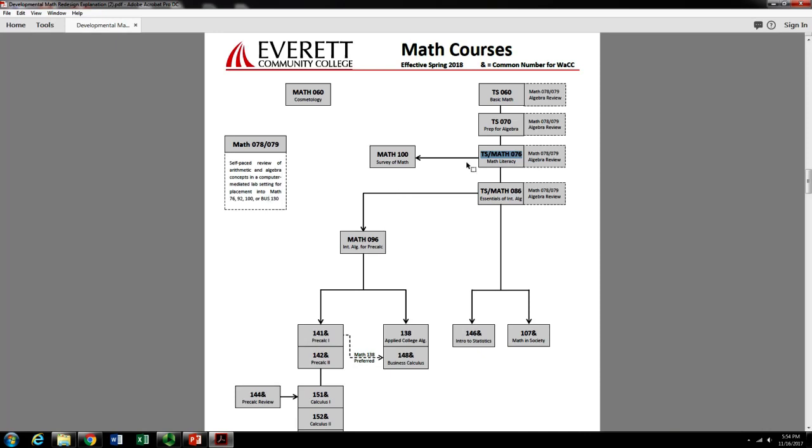then place into either 76, 86, 96, or even into 146 or 107. So if a student really worked diligently, and maybe they did really well in high school, but they have been out for a few years and they just needed a brush up, 78 or 79 might be a better class for them. Because then they may be able to shoot all the way into 146 or 107 or into 96.